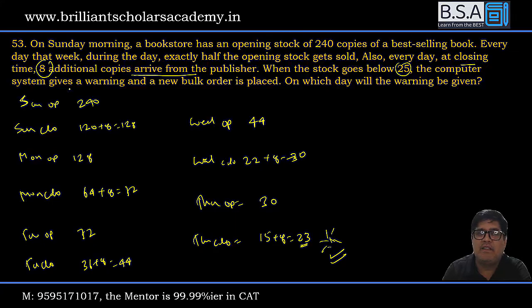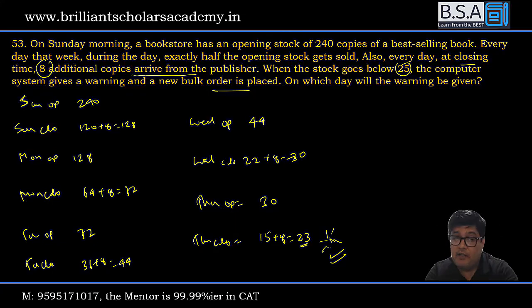The computer gives a warning and a new bulk order is placed. It does not say the bulk order is placed today or tomorrow. The warning is given when the stock goes below 25. So you might be under the impression that the next day it will open, so the warning will be on Friday. That is why you are saying Friday. Does it say the warning happens in the morning? In this case, because on Thursday when the closing is going on the stock is 25, that is when the warning should go off.